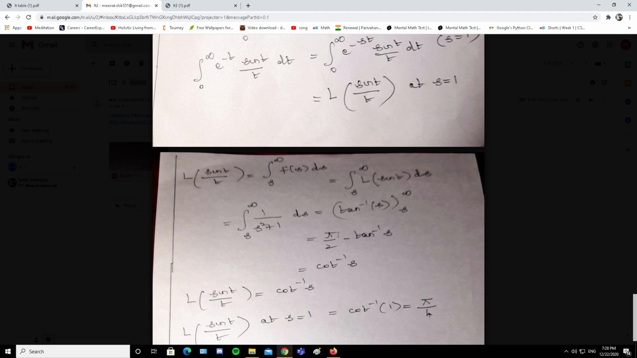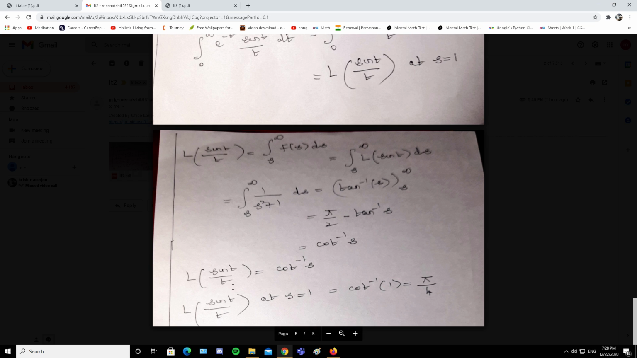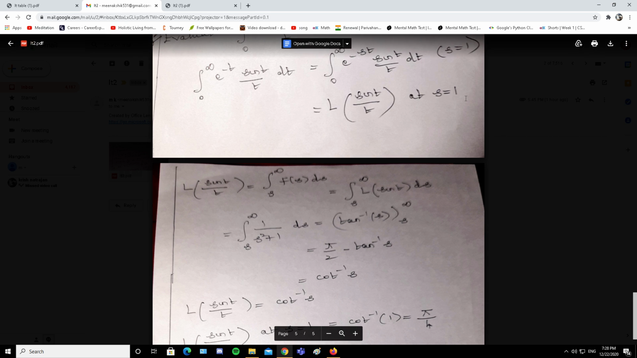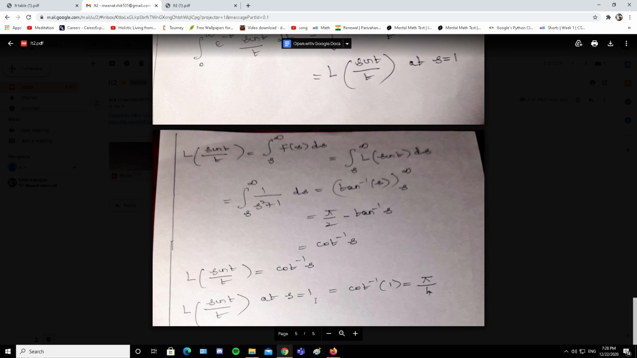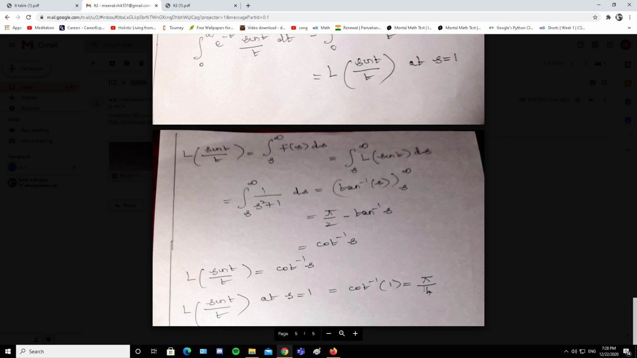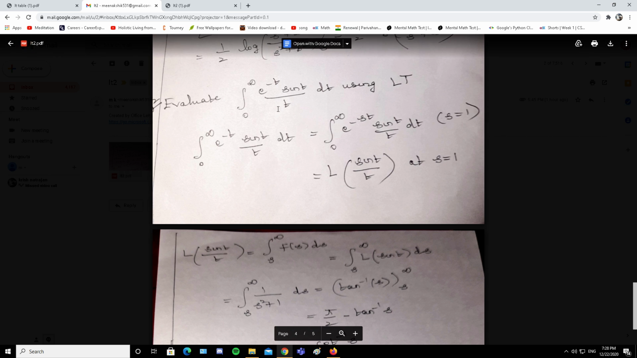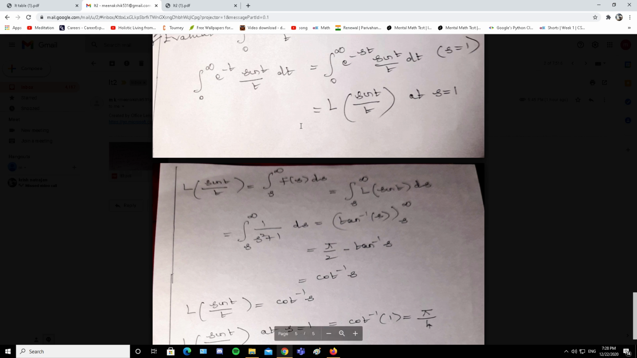For the upper limit, tan inverse infinity is pi by 2. For the lower limit, tan inverse s. So pi by 2 minus tan inverse s is cot inverse s. So Laplace of sin t by t is cot inverse s, but you have to find that at s equals 1. So take s as 1. Cot inverse of 1 is pi by 4. So one of the uses of Laplace transform is to evaluate integrals.